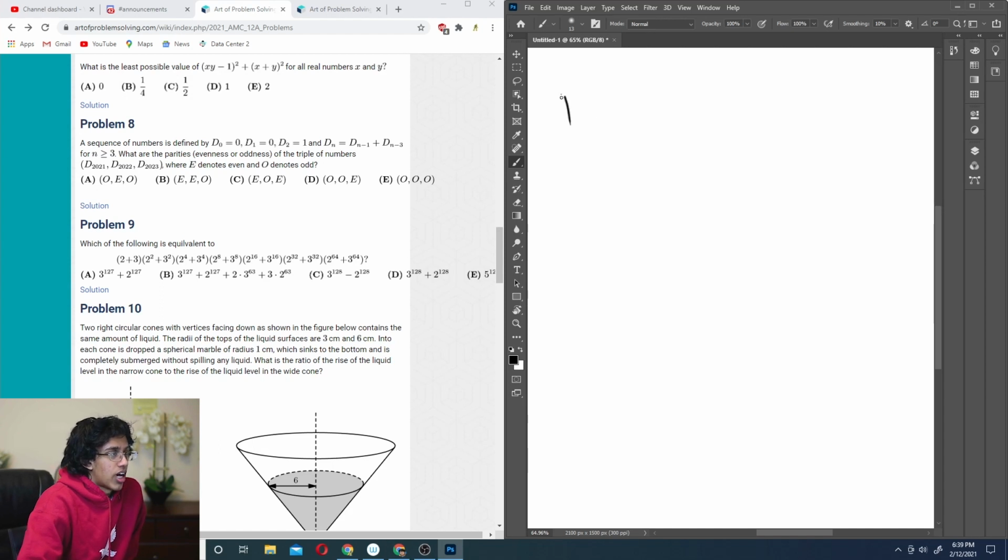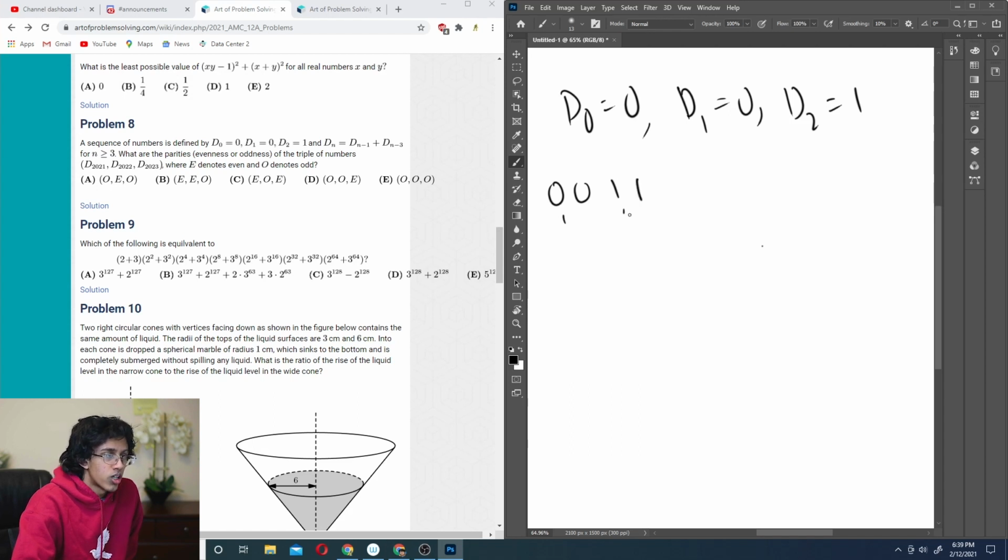So you basically have D0 equals 0, D1 equals 0, D2 equals 1. Okay, so basically you just have to write it out. So 0, 0, 1, and then n minus 1 and n minus 3. So it's basically every other. So this will be 1, this will be 1, this will be 2, this will be 3, this will be 4, this will be 6, this will be 9, and this will be 13, right? And then this will be 19.